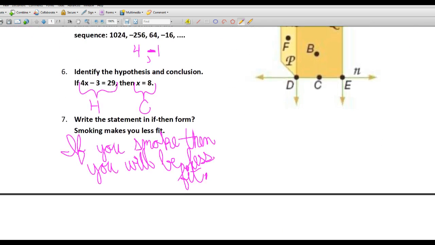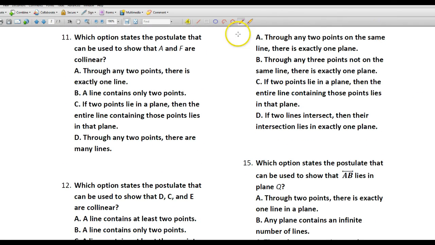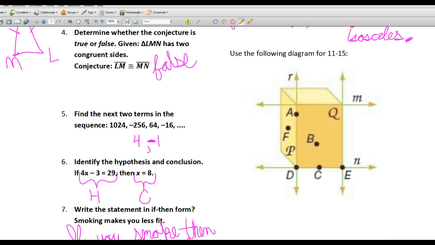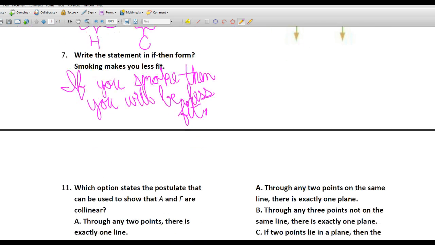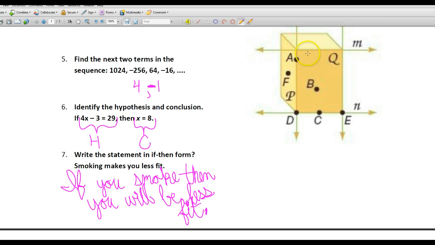So for 11 through 15, we'll use the diagram. Which option states the postulate that can be used to show that A and F are collinear? So there's A and F, and they are collinear because through any 2 points there exists exactly one line. So they will be on the same line, even though there's not a line in the diagram.